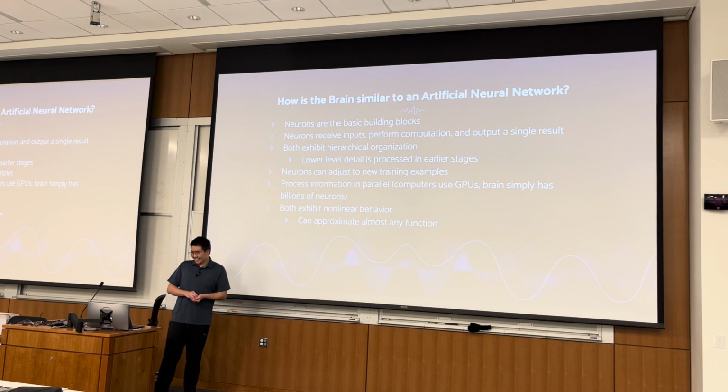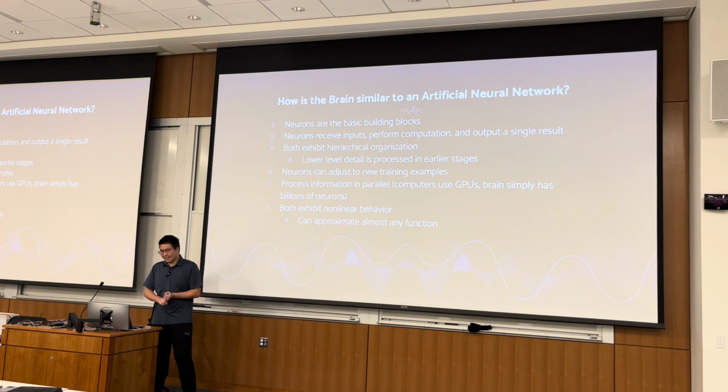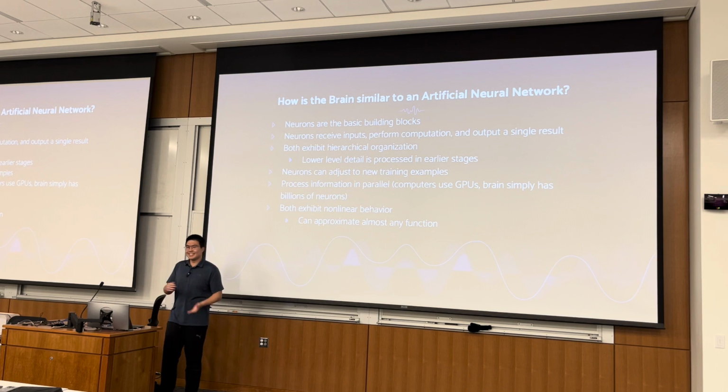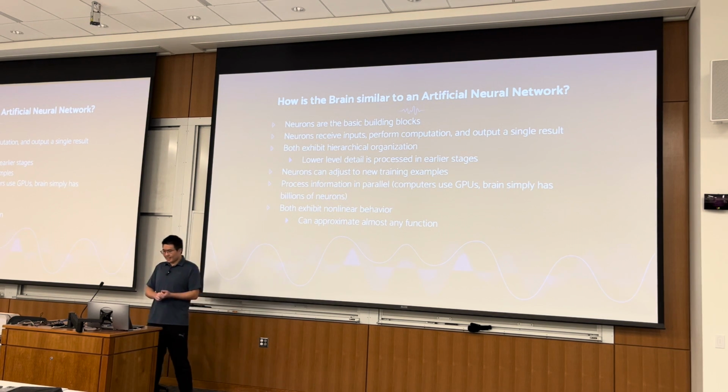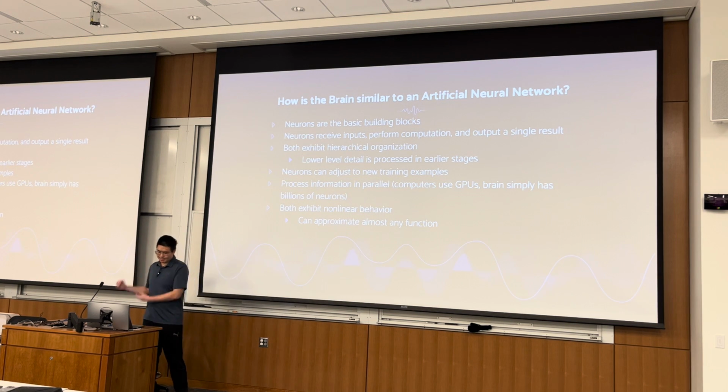So let's talk about how our brain is similar to artificial neural networks, since we're a club that looks at both, right? Neurons are the basic building blocks of both of them, although the neurons work slightly differently. The neurons receive inputs, they perform a computation, and then they output a single result, right? So you have many inputs and you have a single output.